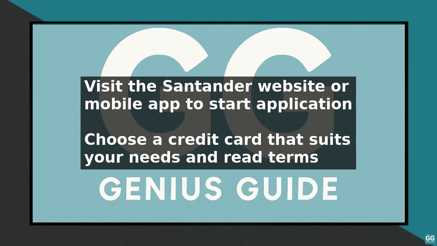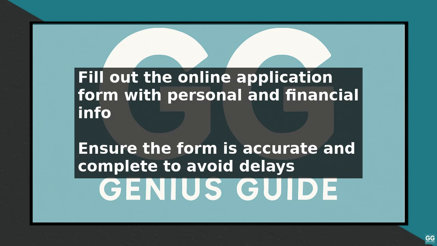Next, click on the Apply Now button and fill out the online application form. You will need to provide personal and financial information, such as your name, address, income, and employment status. Make sure to fill out the form accurately and completely to avoid any delays in the application process.